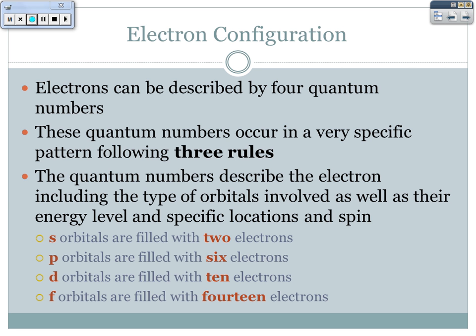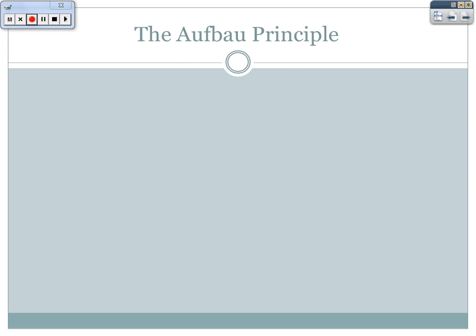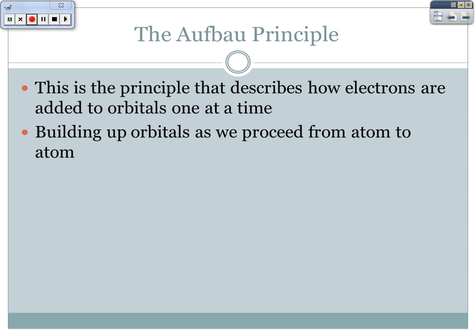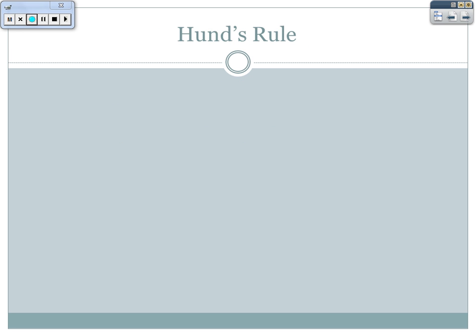And we're going to learn about the 3 rules for filling electron orbitals. The first one is the Aufbau Principle. This is a principle that describes how electrons are added to orbitals one at a time, and so you build up orbitals as we proceed from atom to atom. You only add electrons one at a time, and you build up the number of orbitals that you have as you add electrons, which means that you're adding protons, which means that we're going up from element to element.